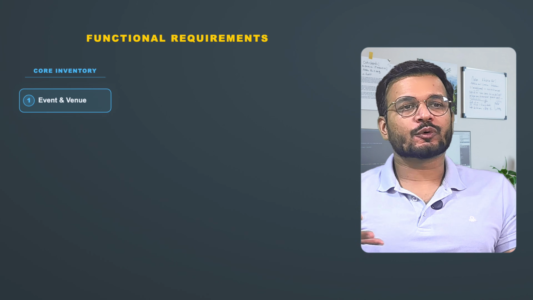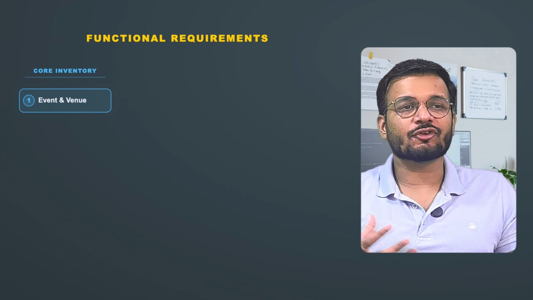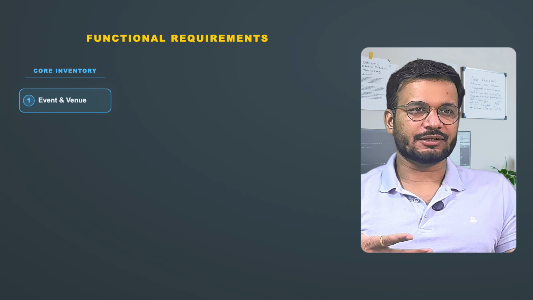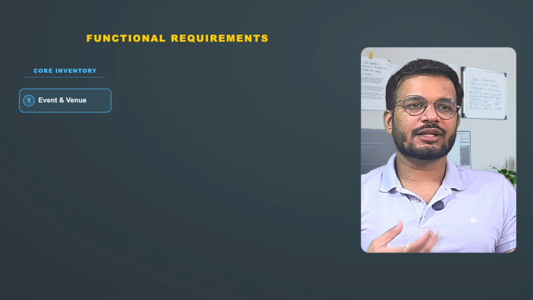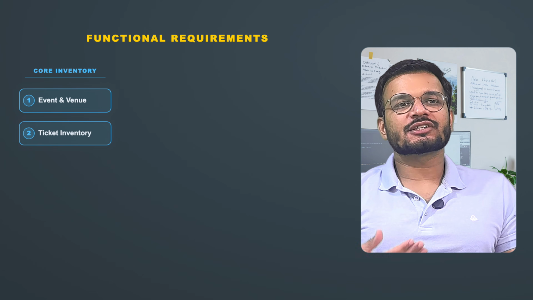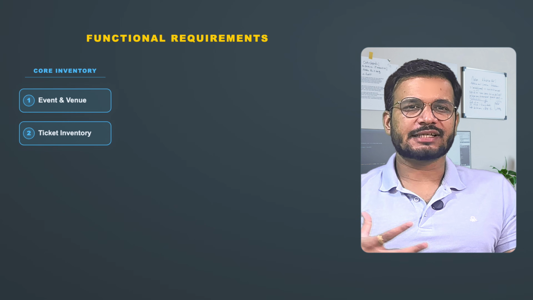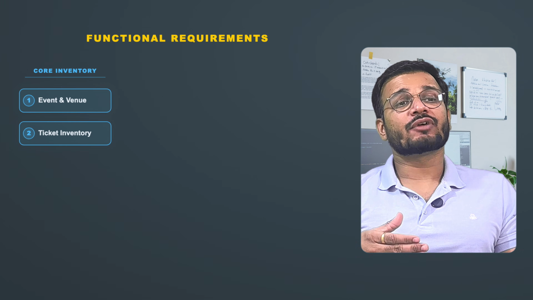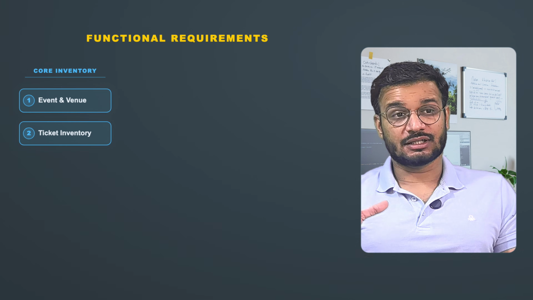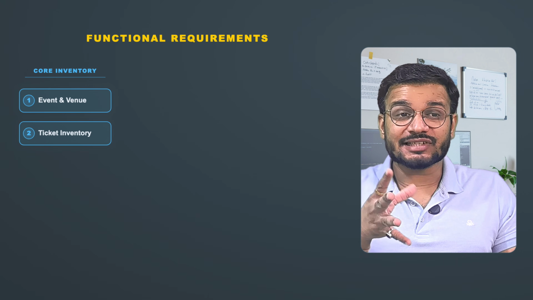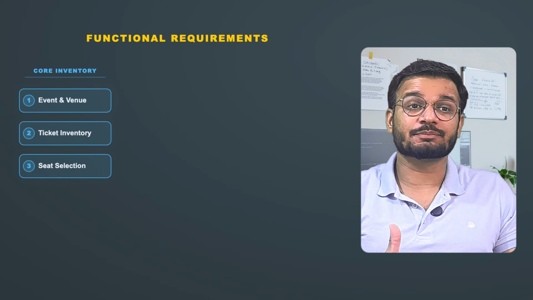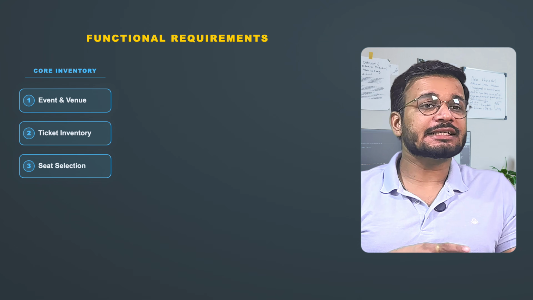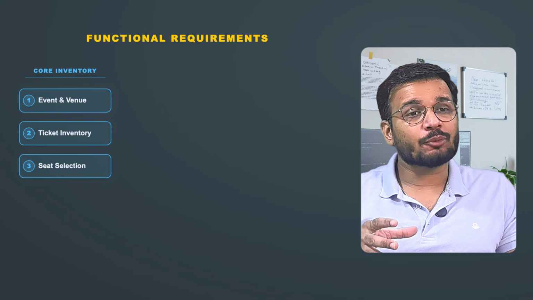First, let me outline what this system needs to do in the form of functional requirements. First, event and venue management. Artists, promoters, and venues create events. They configure seat maps, ticket categories, pricing tiers, and sales schedules. Second, ticket inventory management. This is very important. The system maintains a precise count of available seats per section, per row, and per individual seat. Each seat has one owner at any point in time.